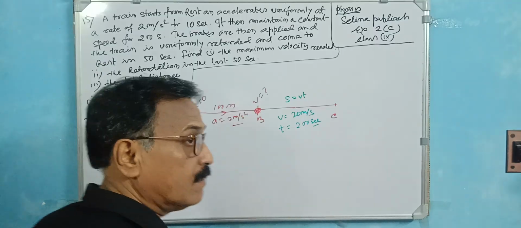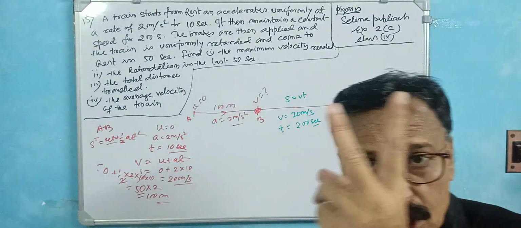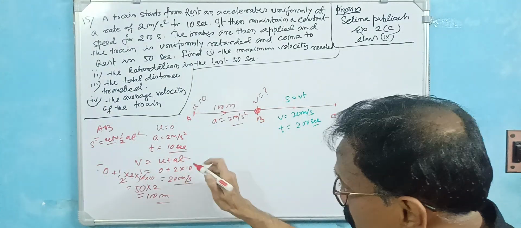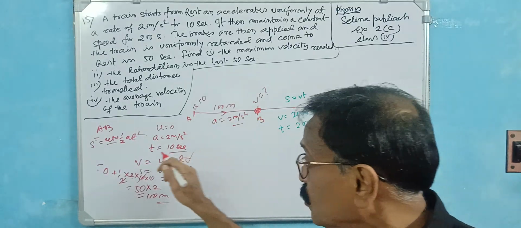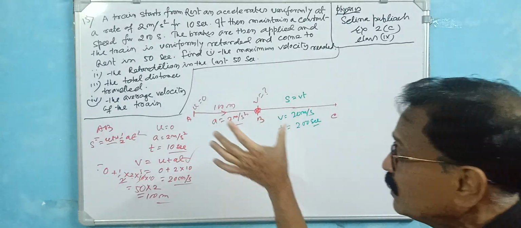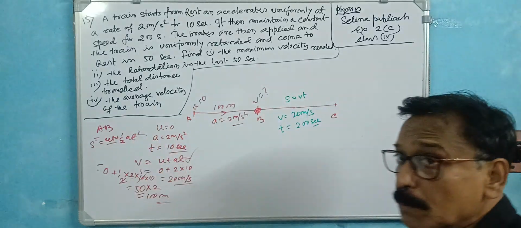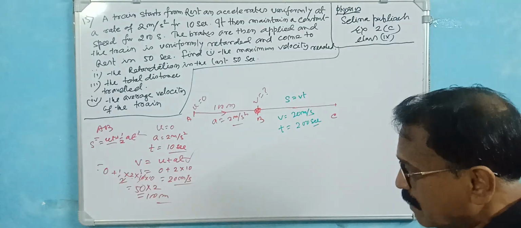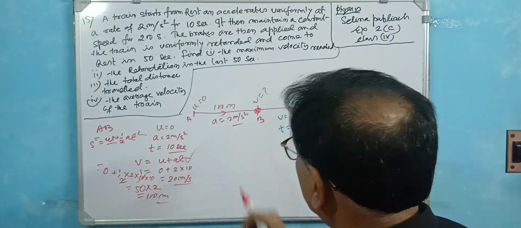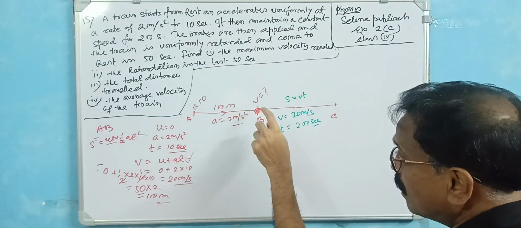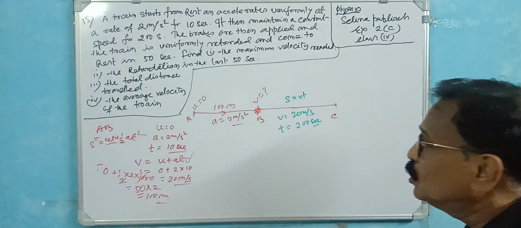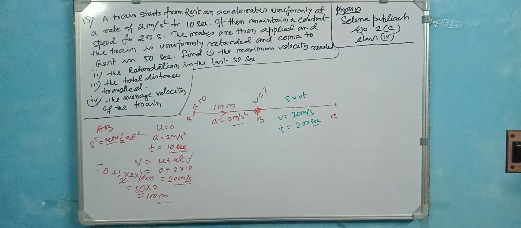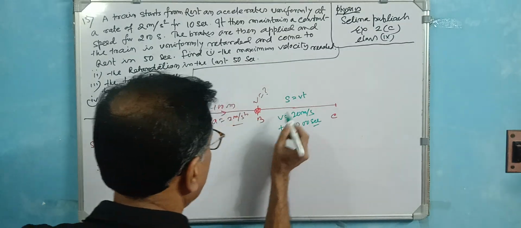You just calculate AB. Having calculated two things, what is the final velocity here? From here is U, here is V. V is equal to U plus AT. Don't be confused. And what is the distance traveled? S is equal to UT plus half AT square. If you calculate, it is 100 meter and the final velocity is this. This is maintained as a constant speed, so S is equal to Vt. Which formula do we apply? S is equal to Vt.